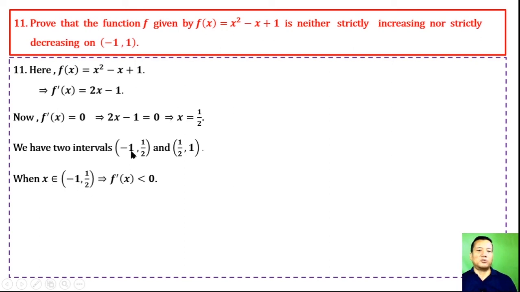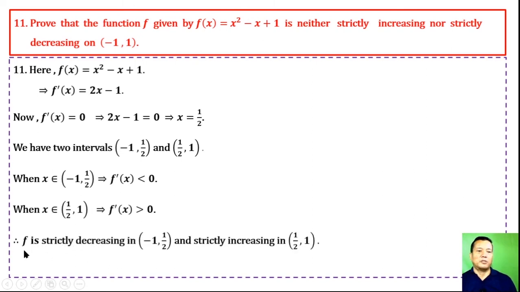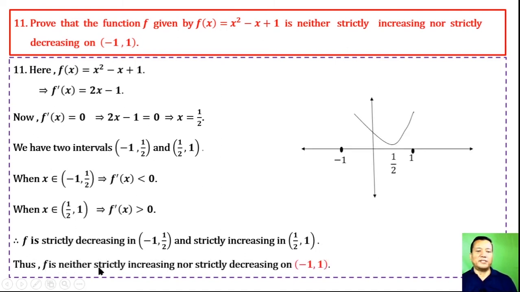When x belongs to the first open interval, the sign of f dash x is negative. When x belongs to the second open interval, f dash x is positive. Therefore, f is strictly decreasing in minus 1 to half, and strictly increasing in the open interval half to 1. Thus, f is neither strictly increasing nor strictly decreasing on the open interval minus 1 to 1.